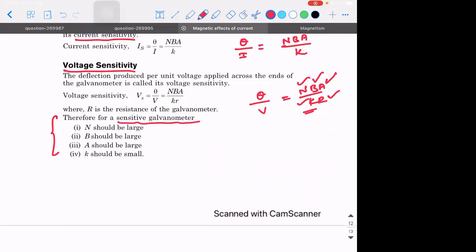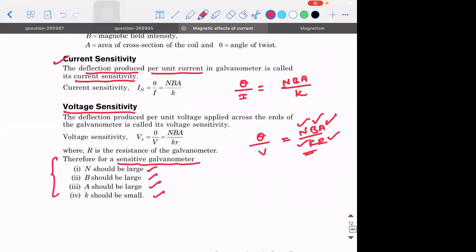If you want a galvanometer to be sensitive, what are all the parameters to be controlled? N should be large. Okay. B should be large, A should be large, and K should be small. That is, the galvanometer is more sensitive, it has more current sensitivity, since current sensitivity is directly proportional to N into B into A. The numerator should be high, the denominator should be low. That is the logic.